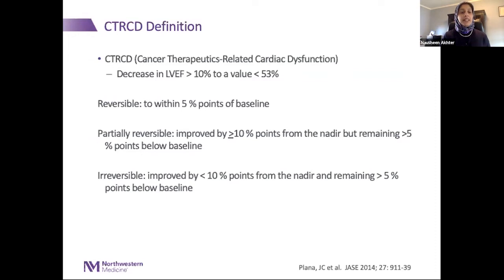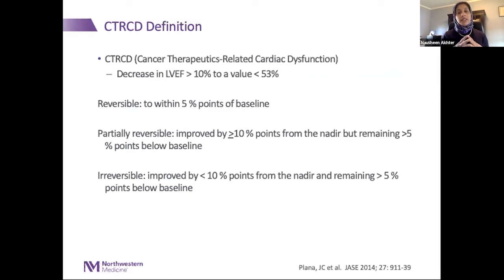How do we define cancer therapy related cardiac dysfunction? I believe the American Society of Echocardiography definition is one of the most simple ones to remember. So a clinically significant decline in ejection fraction of greater than 10% to a baseline of whatever is considered lower limits of normal. For ASE, that's less than 53%, is how we define CTRCD.